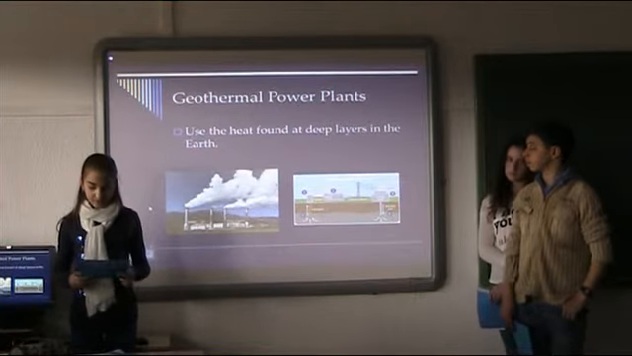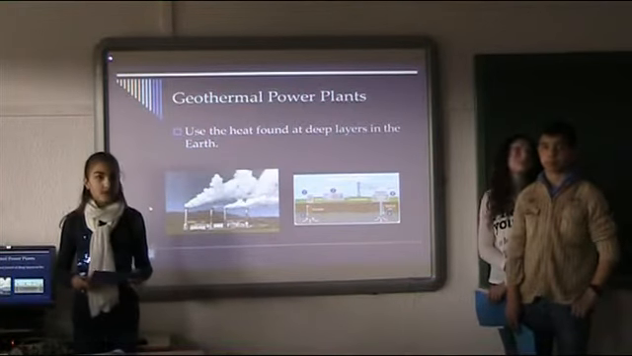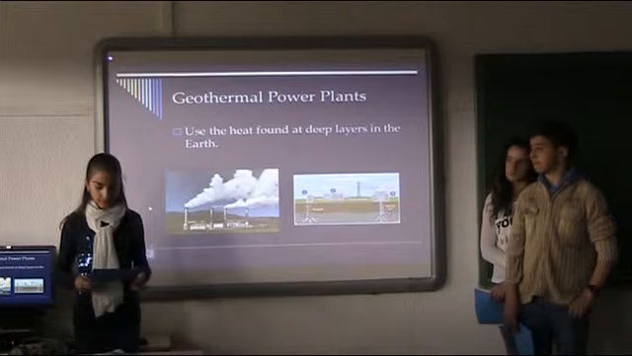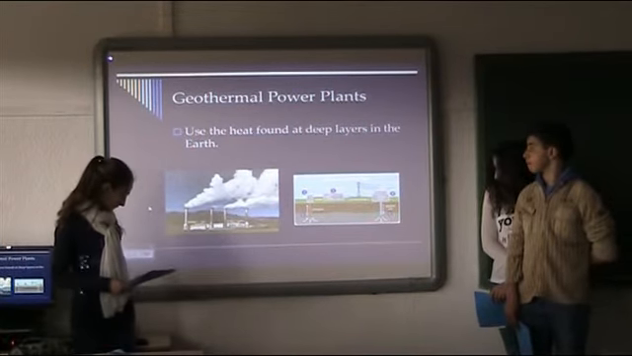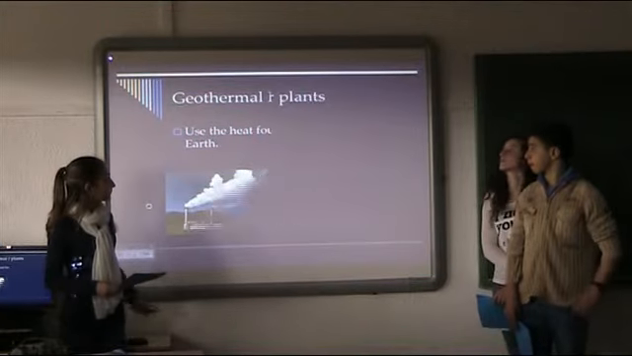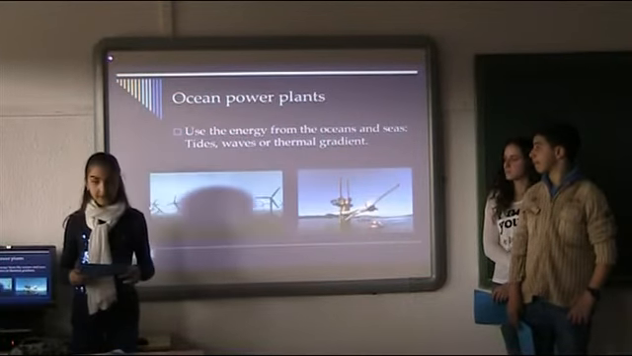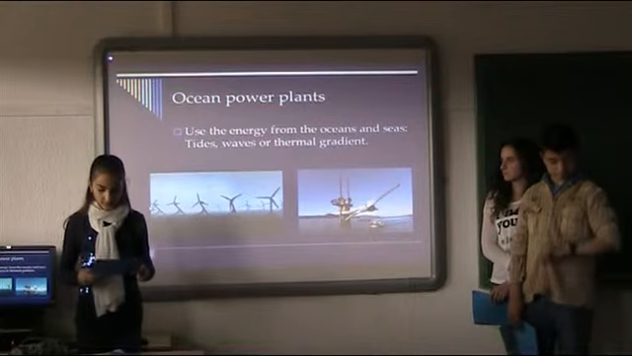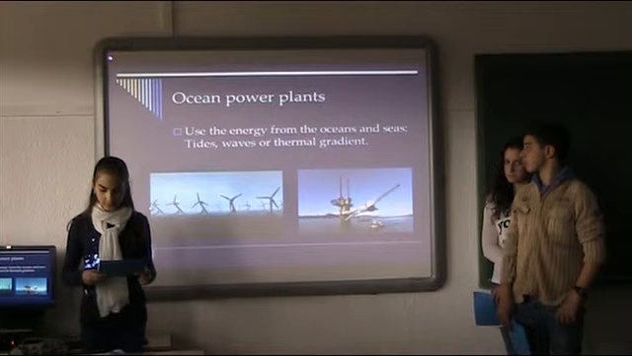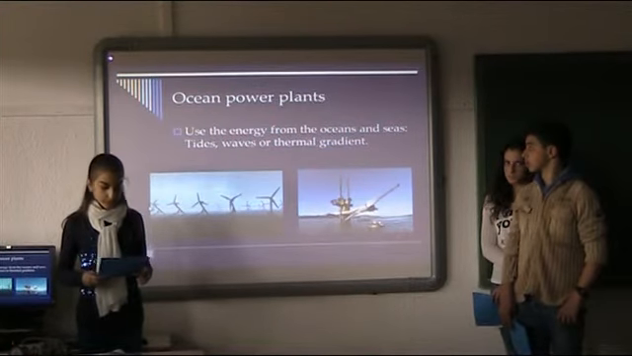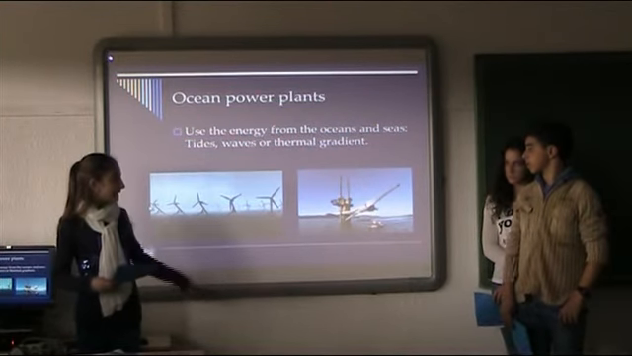Another type are geothermal power plants. They use the heat found at deep layers in the earth, like the photos show. And the last type is ocean power plants. They use the energy from the oceans and seas, like tides, waves, or thermal gradient. These are pictures of fish.